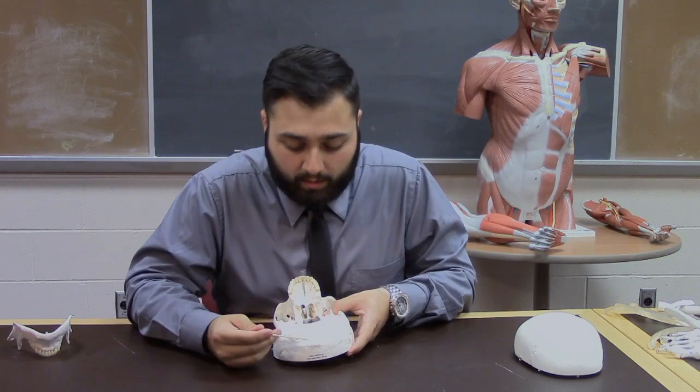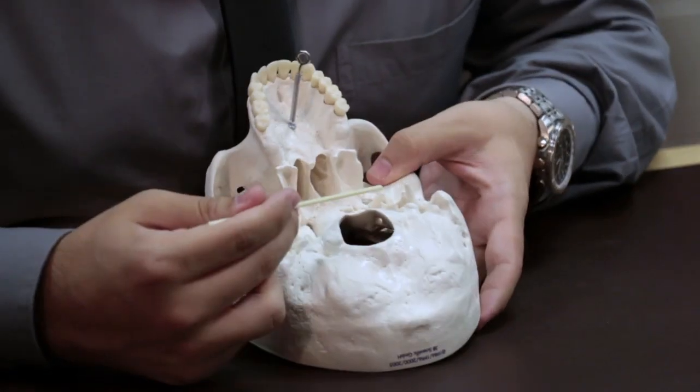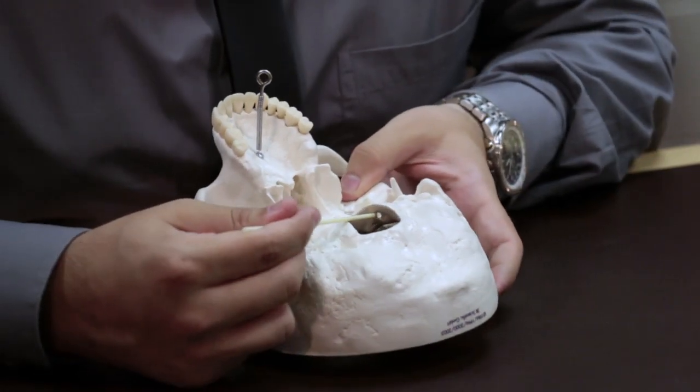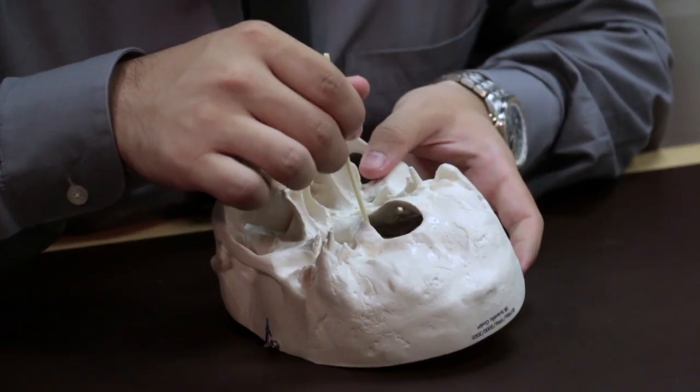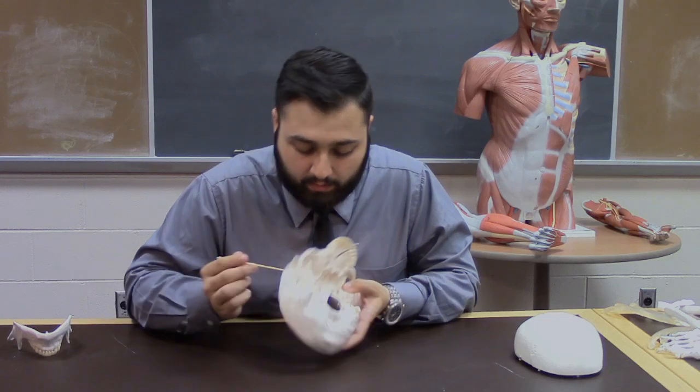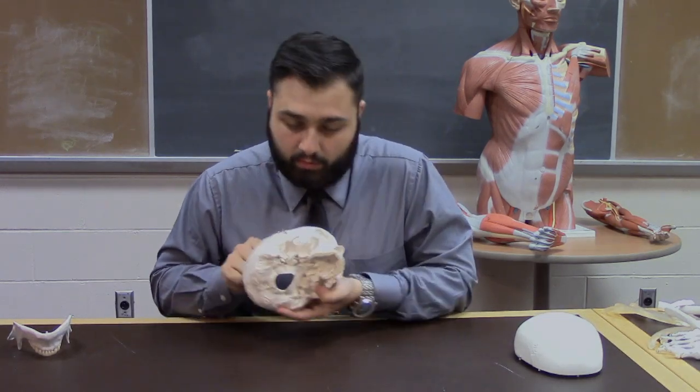We have the external occipital protuberance, occipital condyles, the hypoglossal canal, which is somewhat inside the foramen magnum. Then you have the jugular foramen right there.